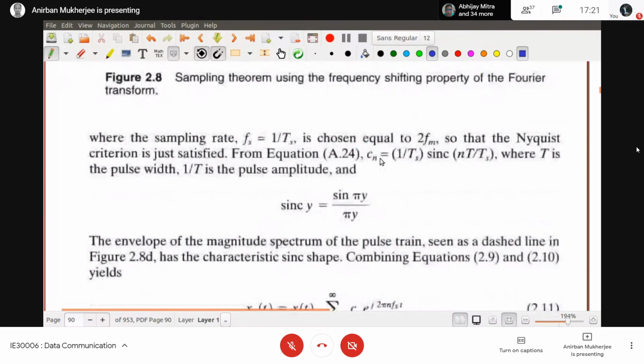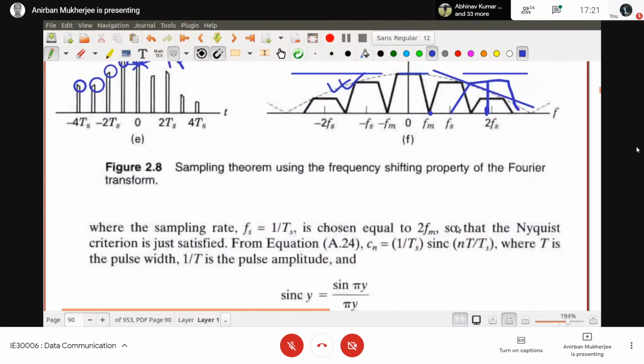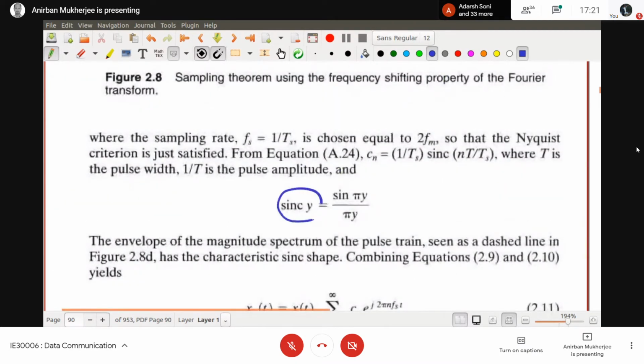Now I told you that actually you are seeing only the main pulses, which is basically this dotted line. This is basically a sinc. If you see, this is a sinc kind of thing. And Cn is (1/Ts) sinc(n Ts/Ts). Actually, as Ts tends to 0, you will find that all the Cn have equal amplitude.